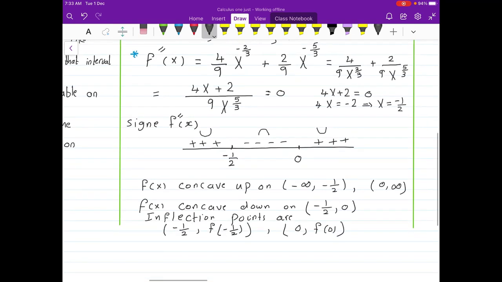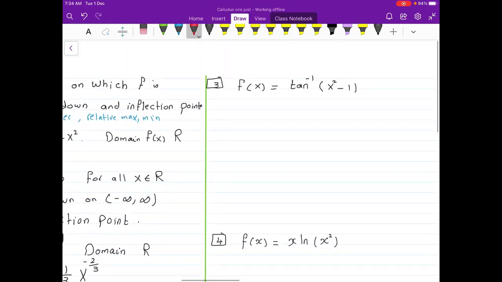And f(0) is 0 if you substitute. These two points are inflection points. Why? Since f(x) is continuous at these points and the function changes its concavity around x equals -1/2 and x equals 0.